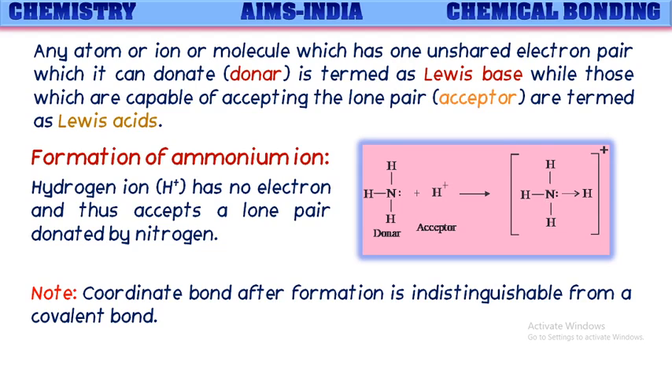Here we have to note one point: a coordinate covalent bond is indistinguishable from a covalent bond just after formation. Before the formation, there is a difference between covalent and coordinate covalent bonds, but once formed, all the bonds seem the same.